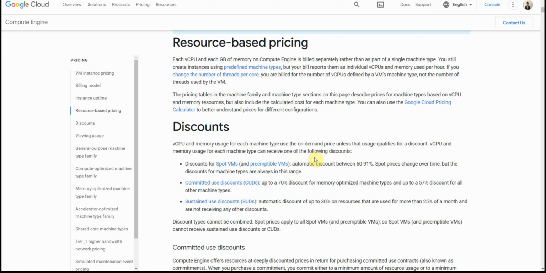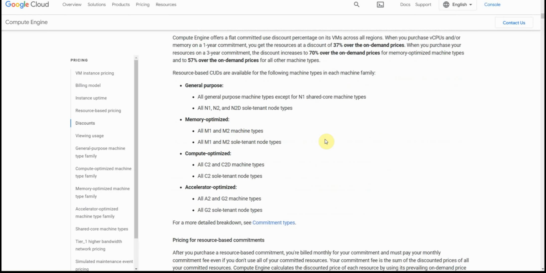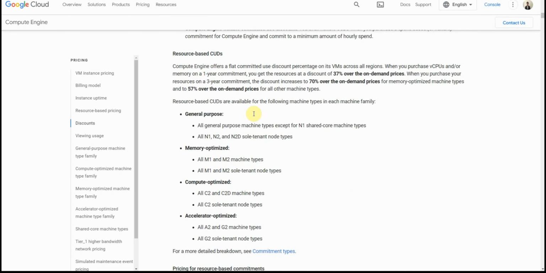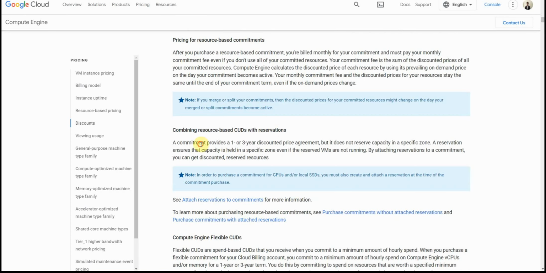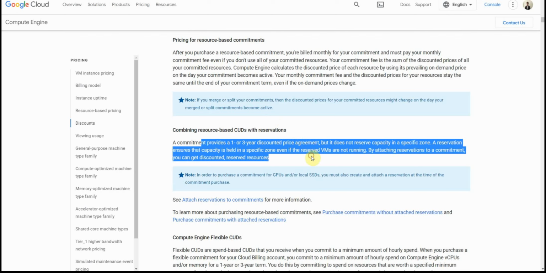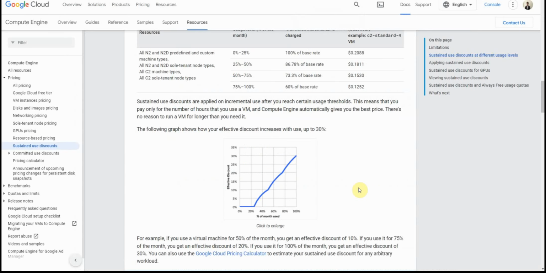Besides that, you have committed discounts. Committed discounts are basically contracts which you can sign, for 3 years or 1 year. That's the committed discount pricing. This is for long-term contracts, if you're sure that you're going to consume the VM over a period of time.